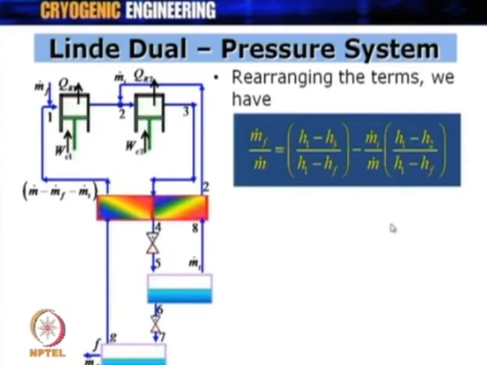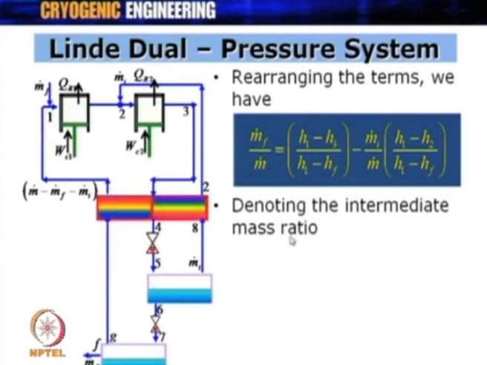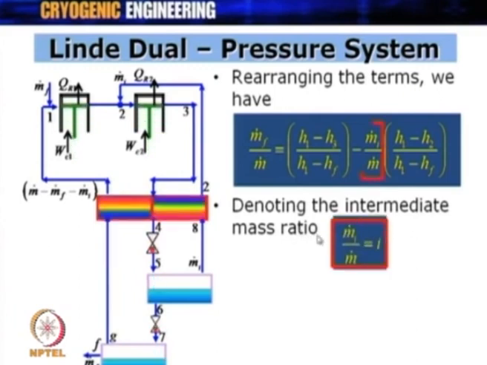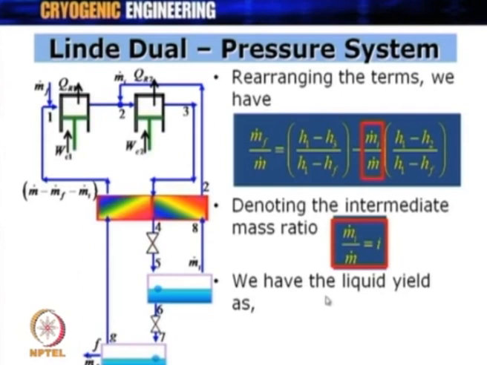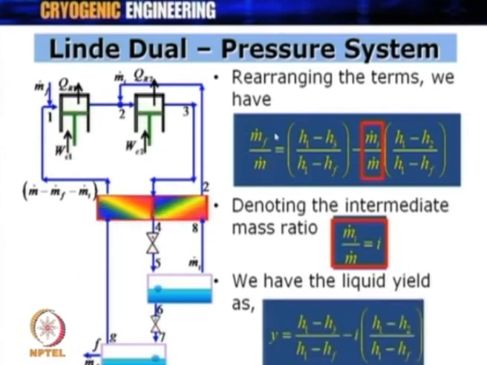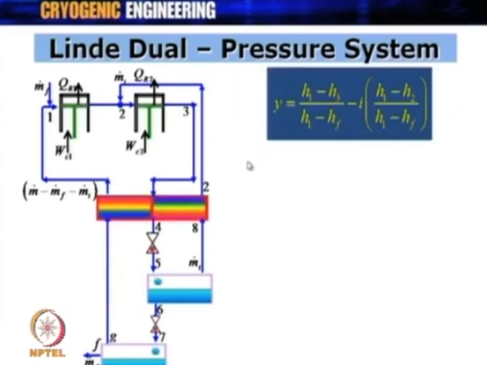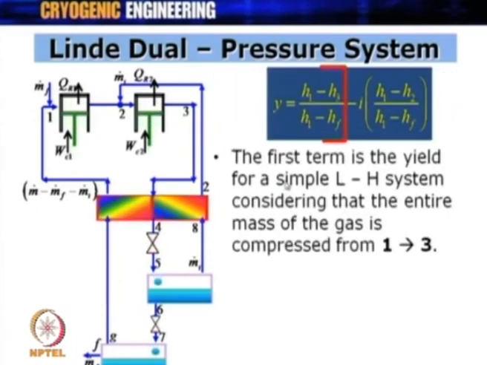So, it is a very important expression, and you can see that there are two terms. Again, we could denote m dot i upon m dot as I, which is the intermediate mass ratio. We have the liquid yield m dot f on m dot, which is nothing but y. y is equal to h1 minus h3 upon h1 minus hf minus I times h1 minus h2 upon h1 minus hf.